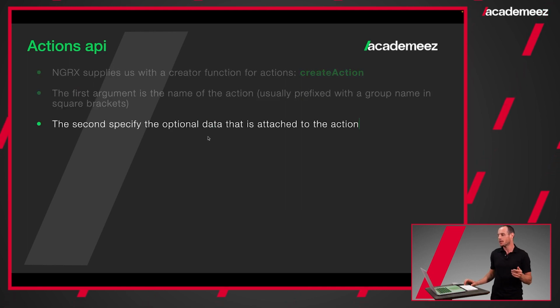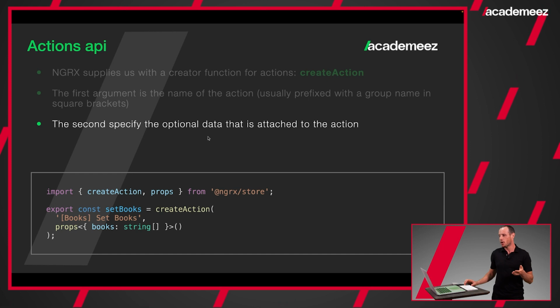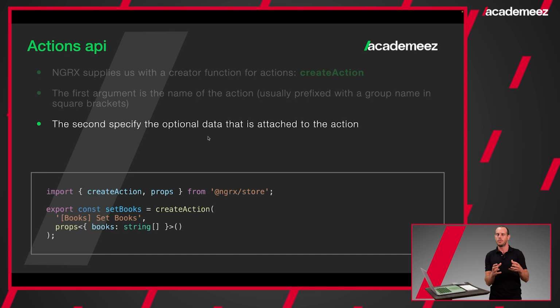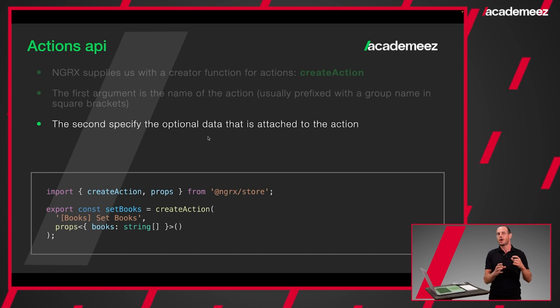Now, let's see an example of the code. The first argument of createAction is the name of the action. Notice that usually we take actions and we group them together in a group. And usually the name of the group relates to the reducer that responds to those actions. So in this example, we might have a books reducer, and all the actions that relate to that books reducer are going to be prefixed with square brackets and books. This signifies that they belong to a group called books.